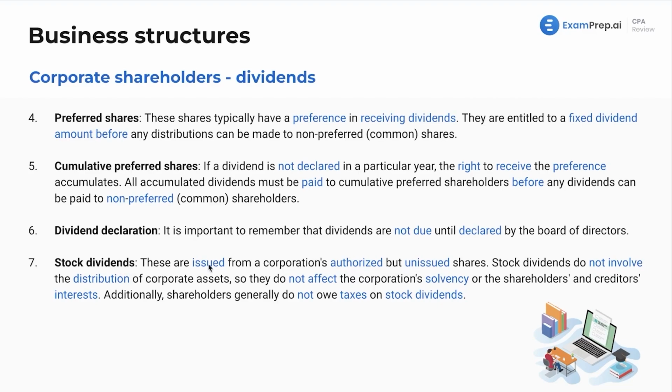and giving existing shareholders more shares instead of giving them cash. Stock dividends do not involve the distribution of corporate assets, so they do not affect the corporation's solvency or the shareholders' or creditors' interests. Additionally, shareholders generally do not owe taxes on stock dividends.